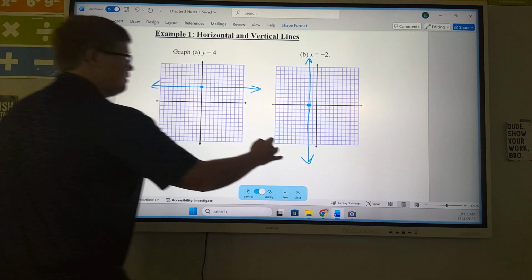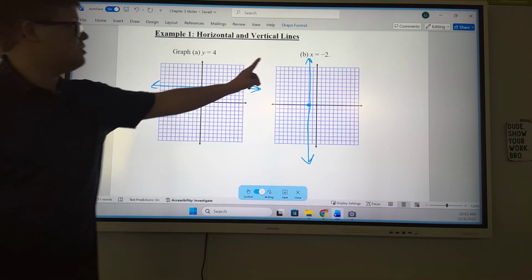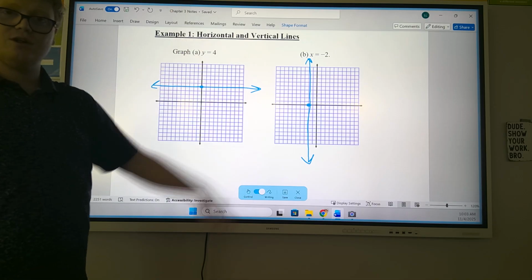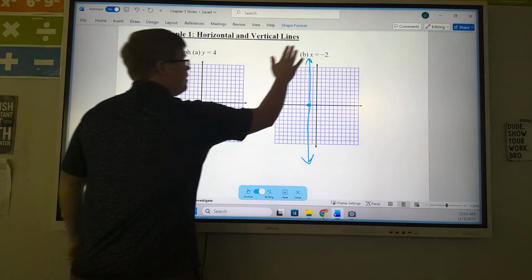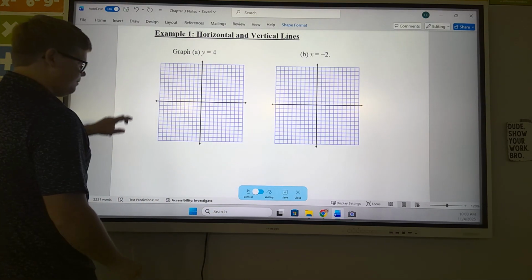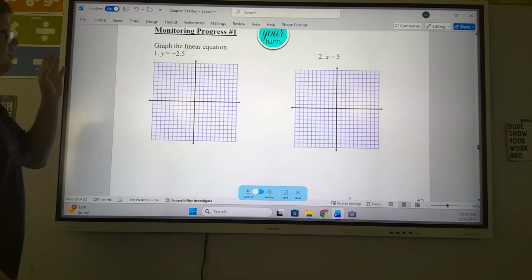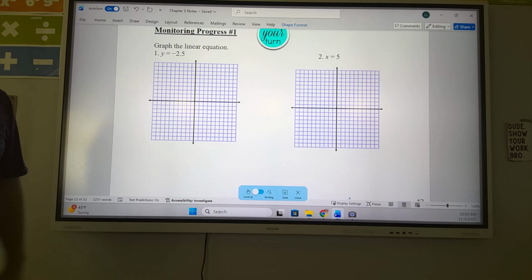If it was curving up and down and across the x-axis more than once, right? This situation, it's once, one time. That's why it's a straight vertical line. So that's pretty simple, right? Okay. We're going to move on to monitoring progress. Go ahead and pause the video, try to graph these two on your own, and we're going to check it together.